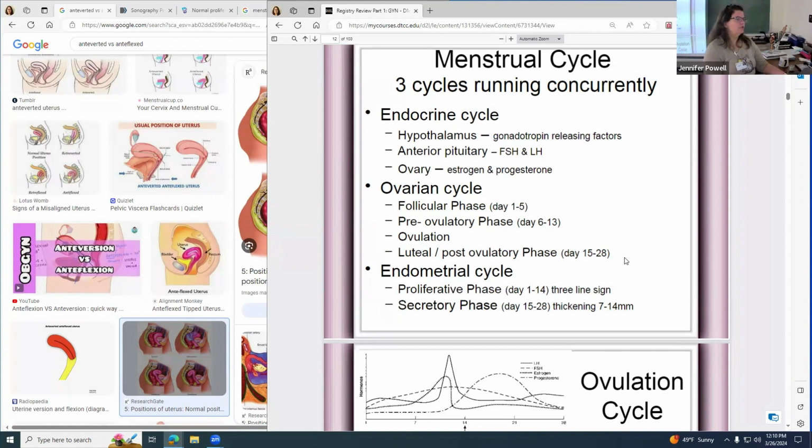The endometrial cycle only has 2, easy to remember. Proliferative phase, days 1 through 14. The early proliferative phase is where you have that 3-line sign, and the secretory phase is days 15 through 28, when that blood supply is building up, getting ready for the visitor who's coming to sink down into that nice, rich bed of blood. And it is normal to see thickening of 7 to 14 millimeters. I've seen it even thicker than that, and the doctors considered it normal.